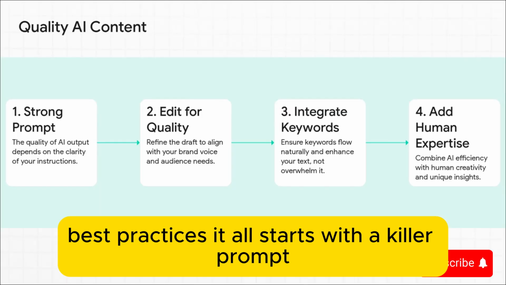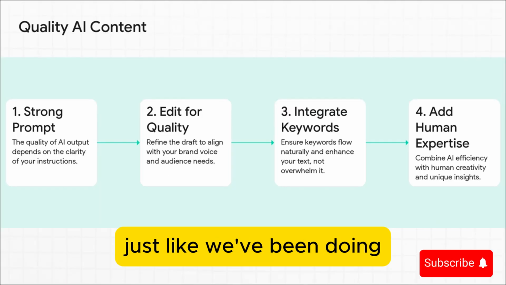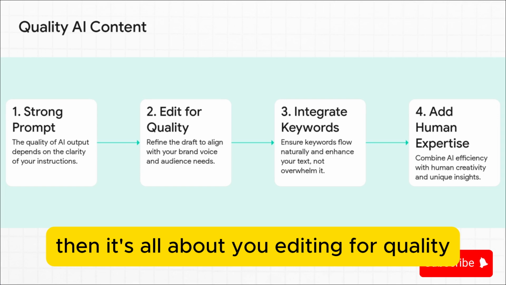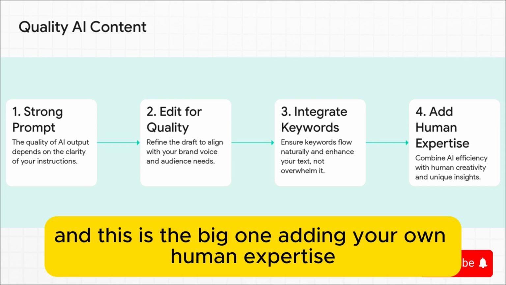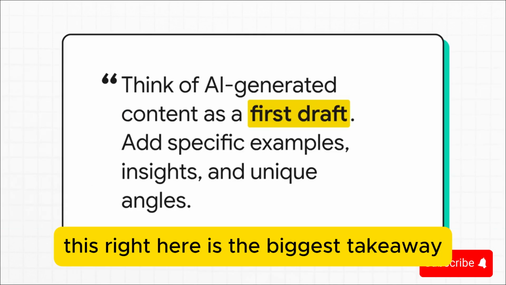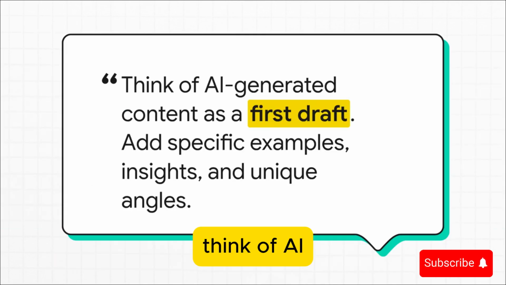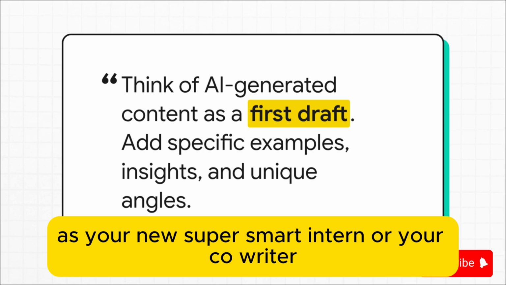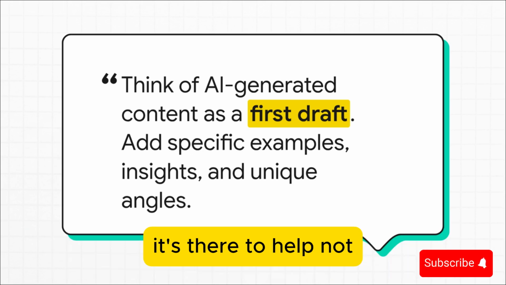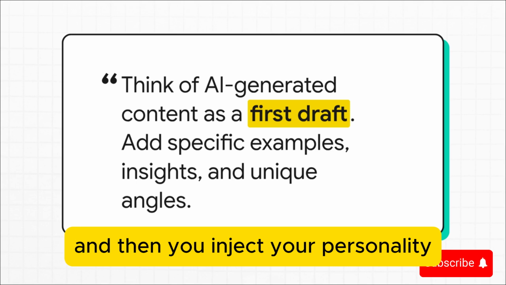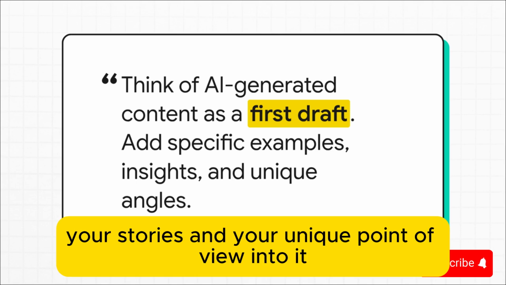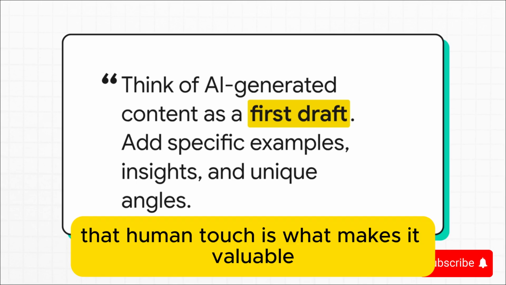It all starts with a killer prompt, just like we've been doing. Then, it's all about you editing for quality, weaving in your keywords naturally, and, this is the big one, adding your own human expertise. This right here is the biggest takeaway. Think of AI as your new super smart intern or your co-writer. It's there to help, not to take over. You take its first draft, and then you inject your personality, your stories, and your unique point of view into it. That human touch is what makes it valuable.